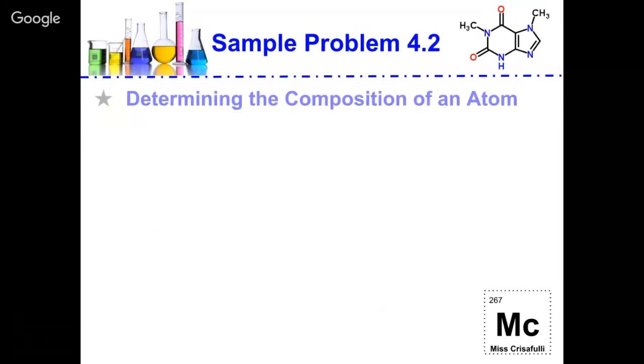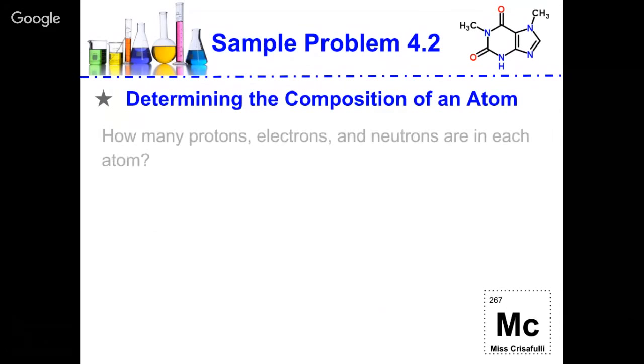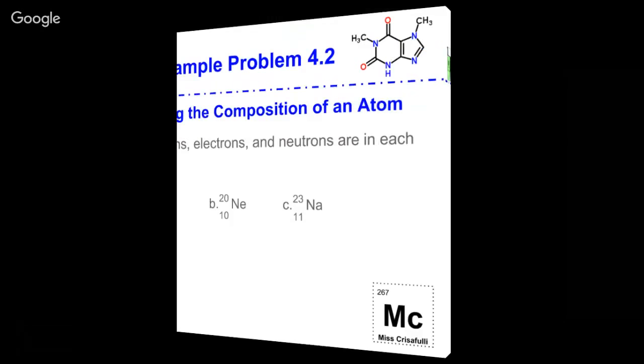So let's look at another example. Let's determine the composition of these atoms. How many protons, electrons, and neutrons are in each of the following? Beryllium with a mass of 9 and an atomic number of 4, neon with a mass of 20 and an atomic number of 10, and sodium with a mass of 23 and an atomic number of 11. So let's look at each one of these pieces.